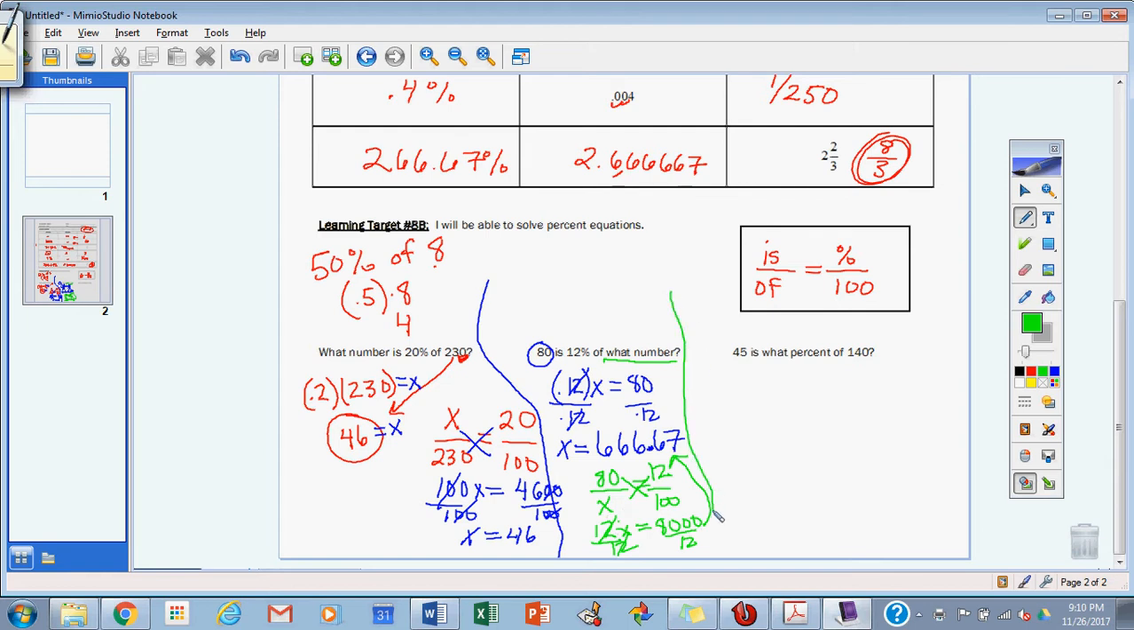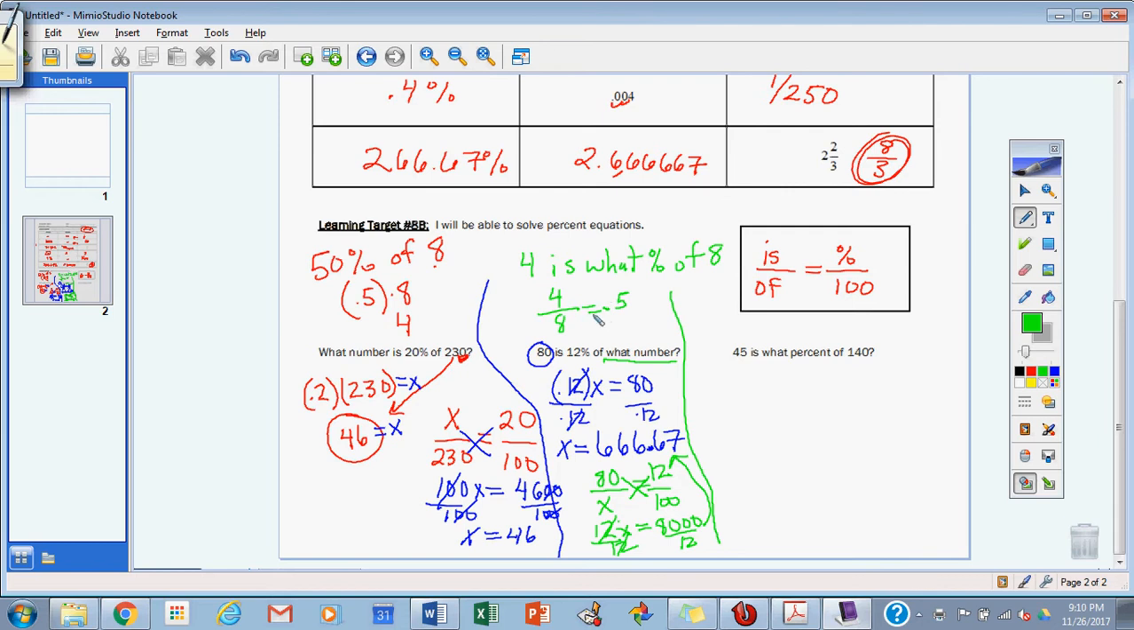Okay, so one more. 45 is what percentage of 140? Well, if you're really thinking about these scenarios, let's go back to this one. What if I said to you, 4 is what percentage of 8? Well, I hope you would say that 4 is half of 8, so it's 50%. How would we get that? We would just take the 4 and divide by the 8 and we would get 0.5.